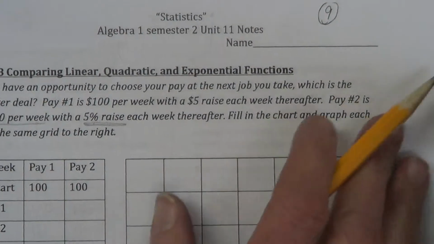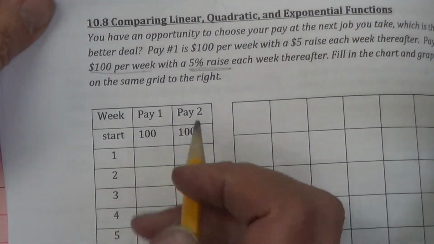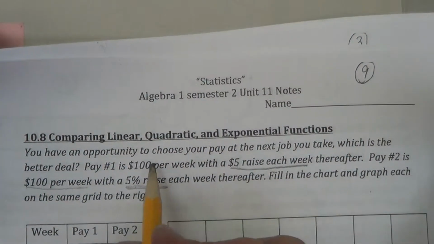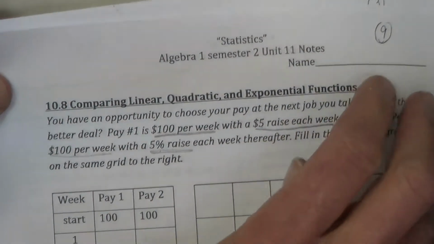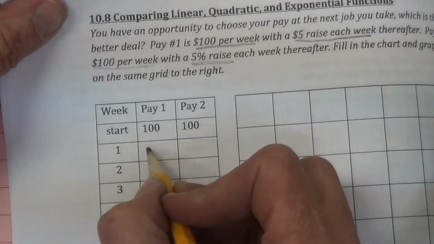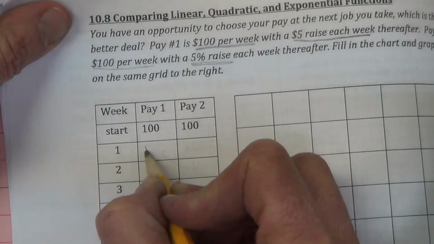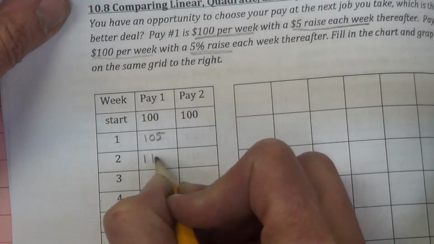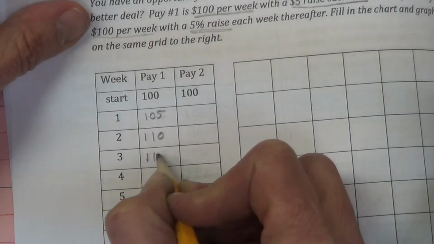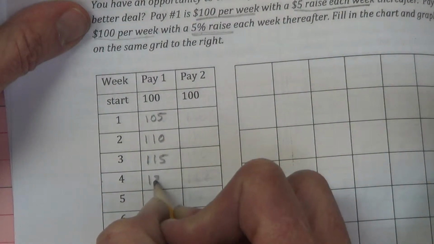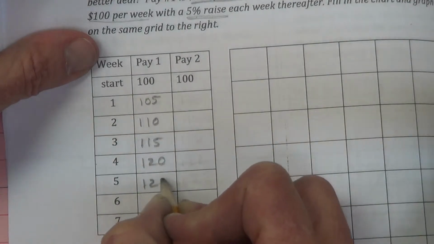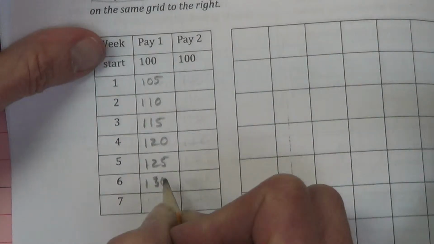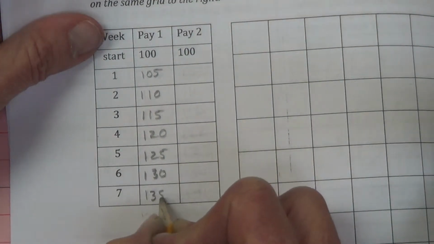So we make a T-chart of what would happen. With pay number 1, it was a $5 raise each week, starting with $100. So we start with 100. End of the first week we have 105. End of the next week it's 110. Third week 115. Fourth week 120. Fifth week 125. Sixth week 130. Seventh week 135.